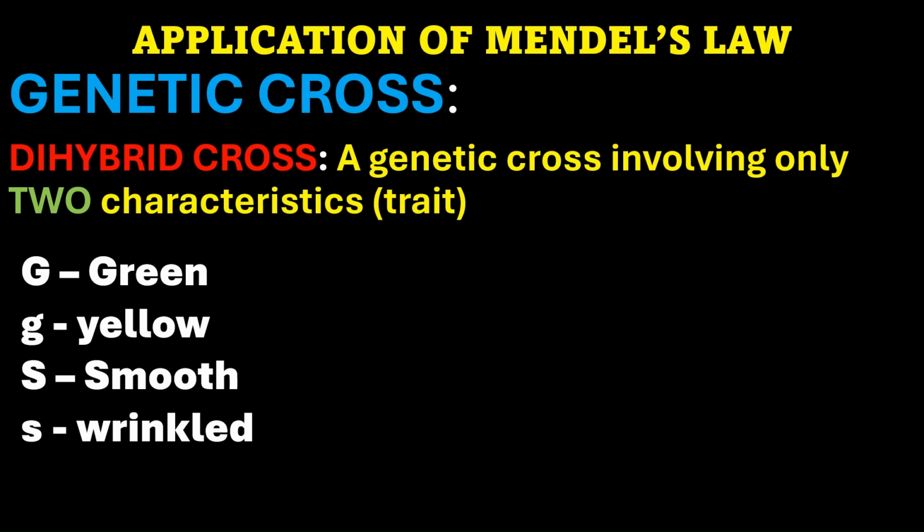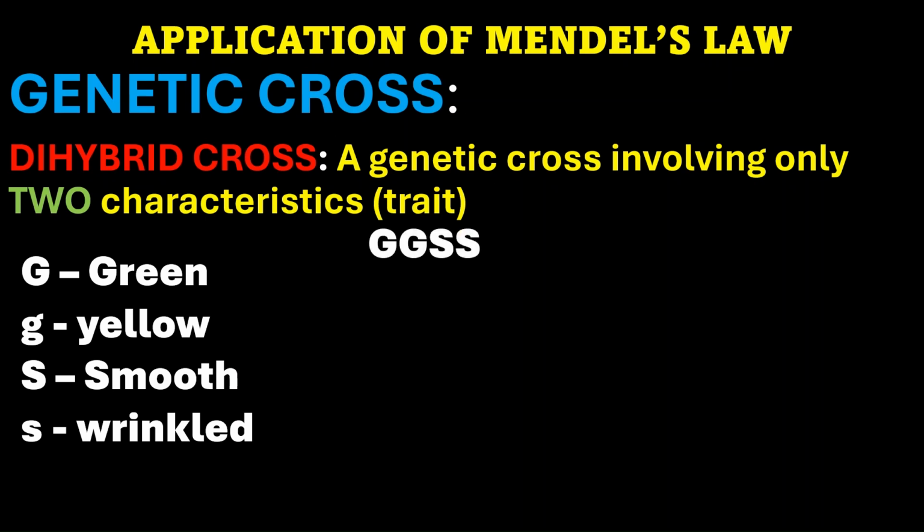Now let's look at dihybrid cross here and let's look at the situation. Over here, we are given two sets of letters, the G's and the S's. We have two types of G, we have two types of S. We have the capital G, which is dominant for green, and small letter g, which is recessive for yellow. And then we have two types of S: dominant S for smooth, and recessive s for wrinkled.